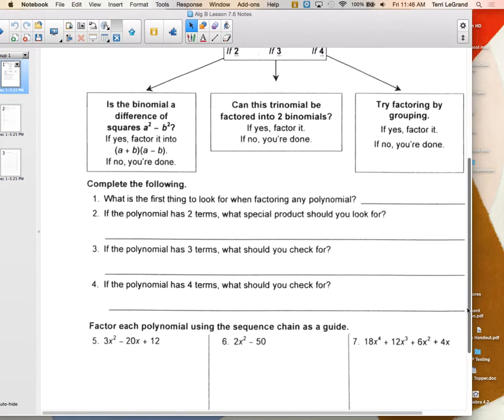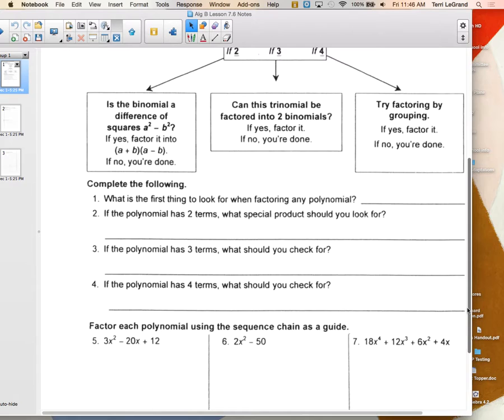If it's a 3-term one, then if A is equal to 1, you can just do the diamond method. If A is not equal to 1, then you're going to have to do that diamond method and the factoring by grouping method and see if you can factor that trinomial some more. If it's a 4-term polynomial you have, you're going to try that factoring by grouping. Make 2 groups of 2 and see if you can factor it that way.